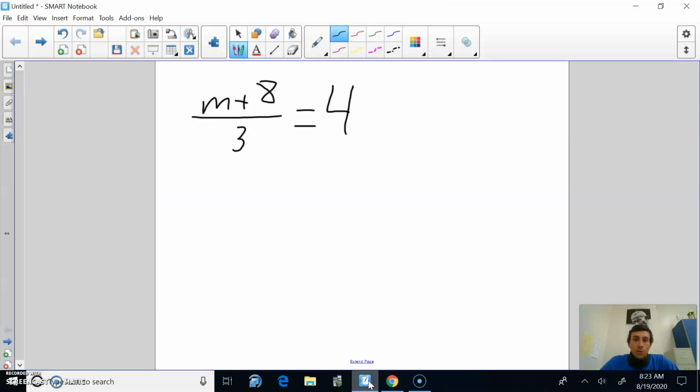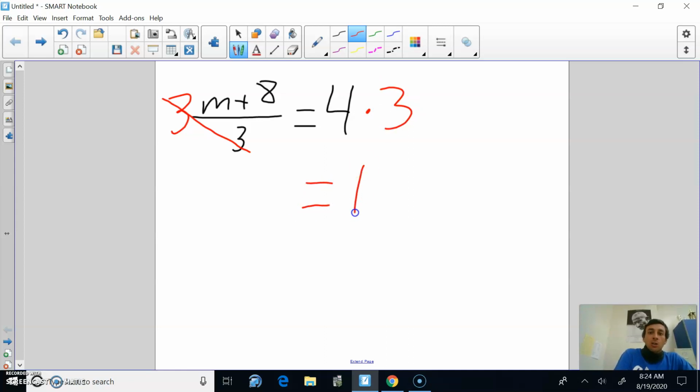So easy way to do that is to multiply both sides by 3. So what I'm going to do here on my Smart Notebook software is just bring in a 3, and those are going to cancel, and then I'm multiplying by 3 over here. So now all of a sudden I'm at 12 on the right side, and I'm just at a plain old m plus 8 on the left side. So now my m is a little closer to being all alone. I know that whatever m is, when you add 8 to it, you get 12.